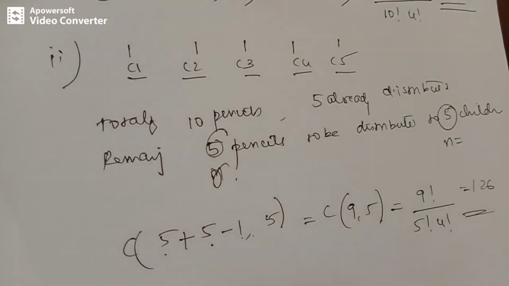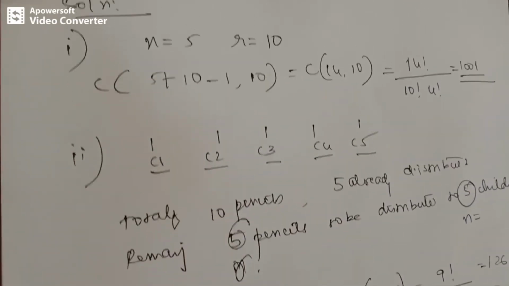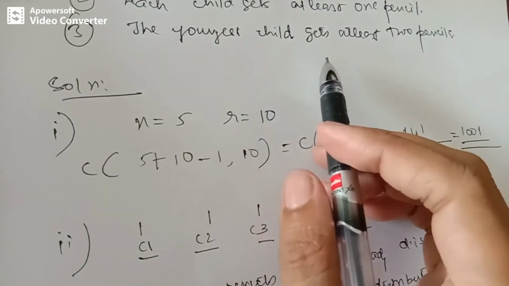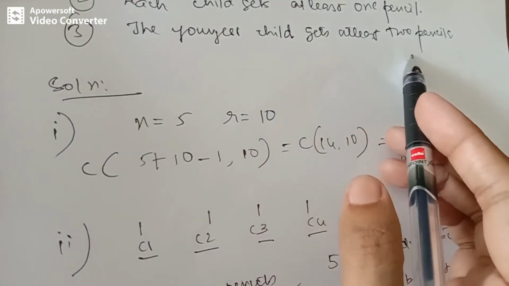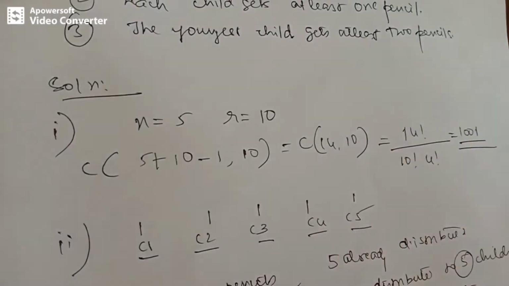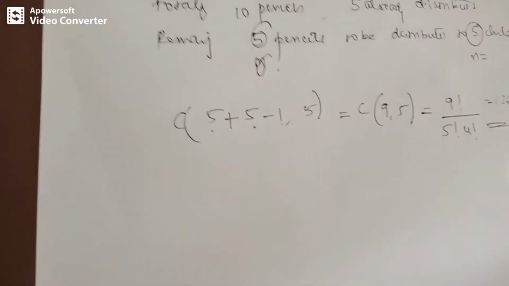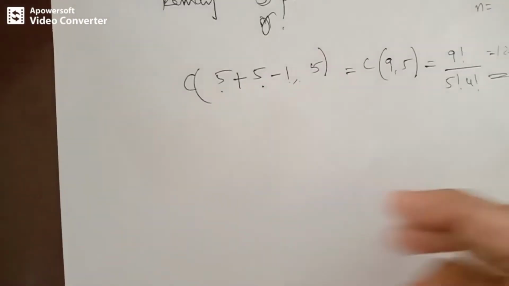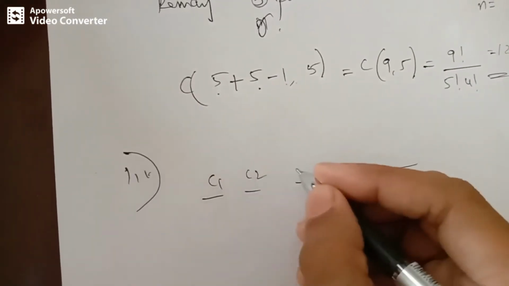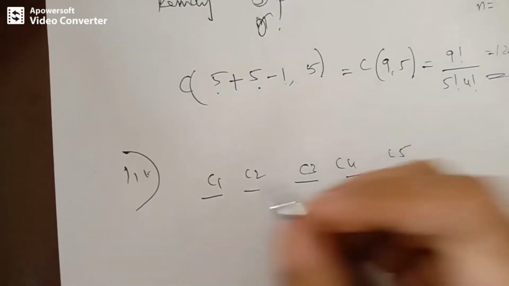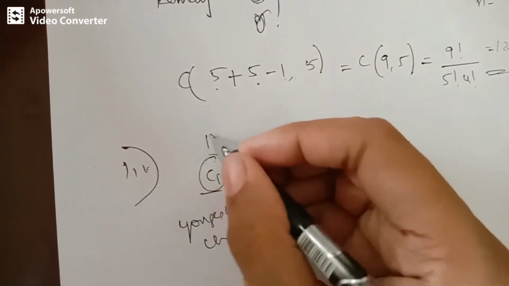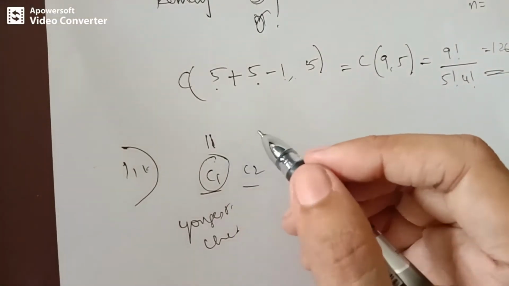So let's try to solve the third question. In the third question, the youngest child gets at least 2 pencils. How is this possible? What we do is, let's assume that as per my distribution I will be writing 5 children over here, C1, C2, C3, C4, C5, and let's assume C1 is the youngest child and we distribute 2 pencils to this child first.